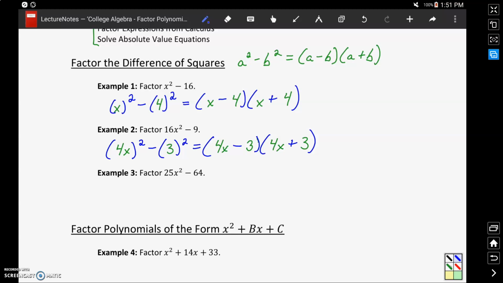Example 3 is similar. What we have is 25x squared minus 64. So this can be rewritten as the quantity 5x squared minus 8 squared. Since we can rewrite each term as a perfect square, that means we can go ahead and factor this as 5x minus 8 times the quantity 5x plus 8.